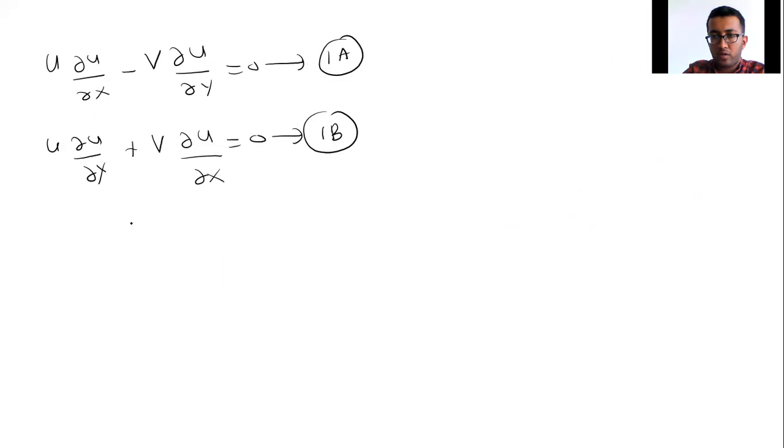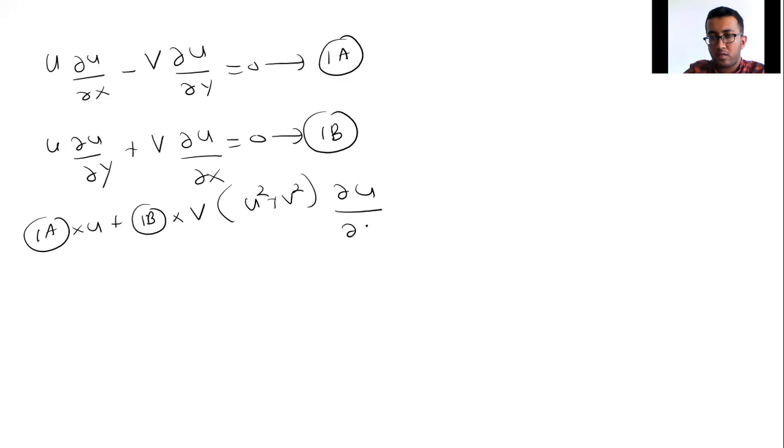So now you can evaluate ∂w/∂x and ∂w/∂y here, right? So if you multiply 1a by u and 1b by v, your ∂w/∂y terms get cancelled and you will get (u square plus v square) into ∂w/∂x is equal to 0, right?